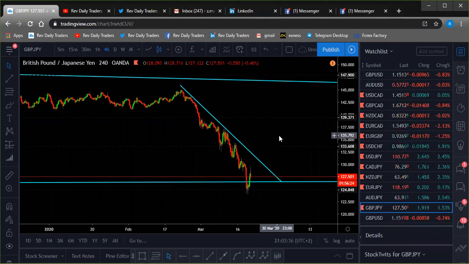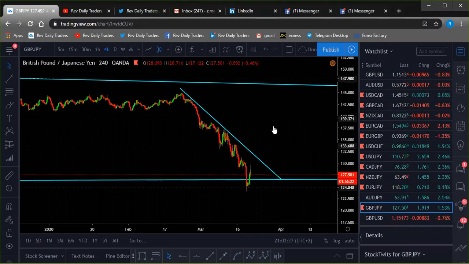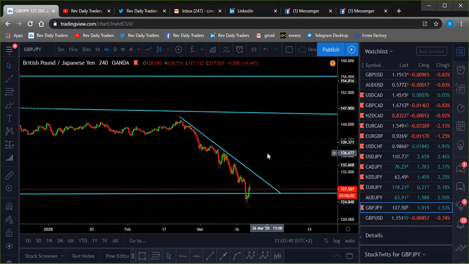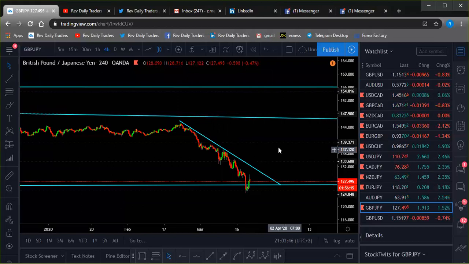Okay, guys? So if you see your trades that are not going on your way, use a stop loss. Make sure that you use a stop loss all the time. Okay, guys?